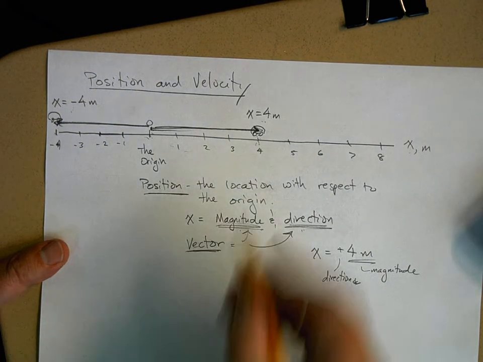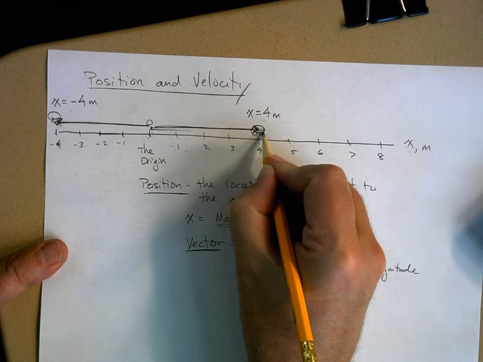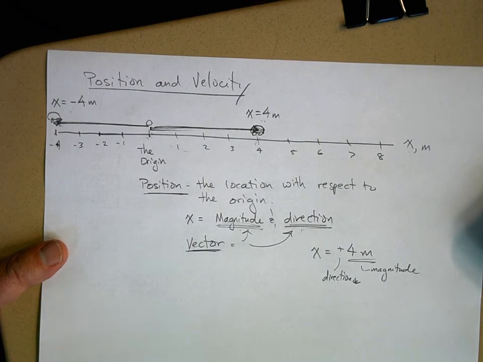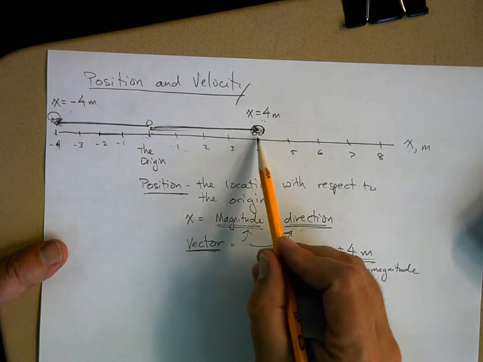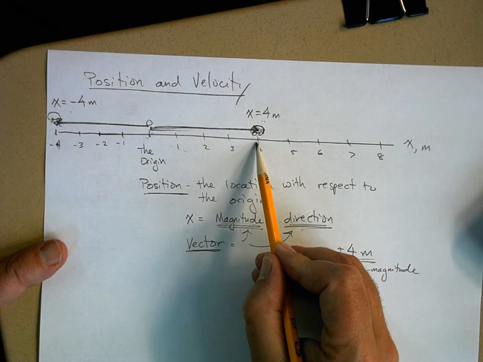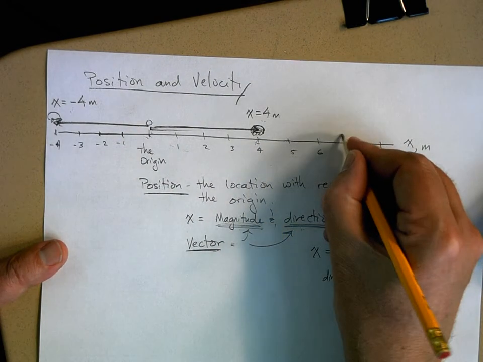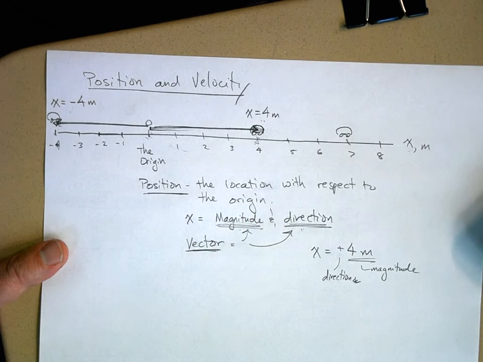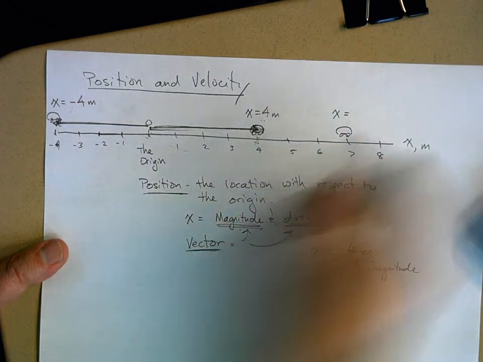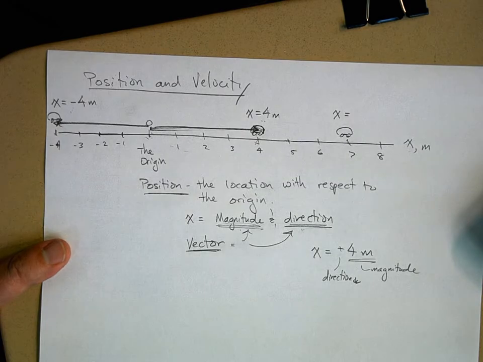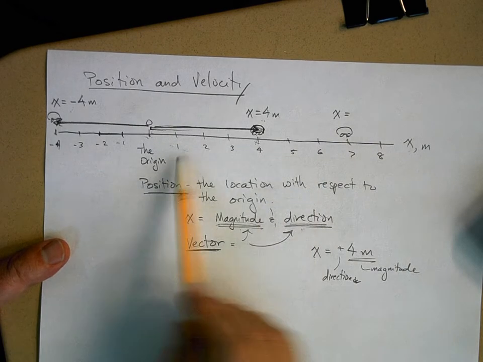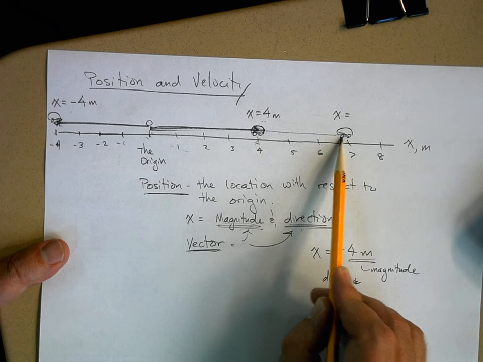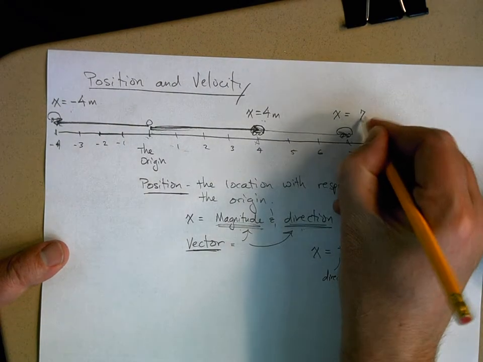Now, let's say this car is on the move. As time goes by, maybe it's rolling along. It's got wheels. So let's say, when I first look at it, it's right here. But then I look at it a little bit later, maybe 2 seconds later, and I notice that it's right here. What is its position now? How far from the origin is my little toy car? All the way out here. Well, x equals positive 7 meters.